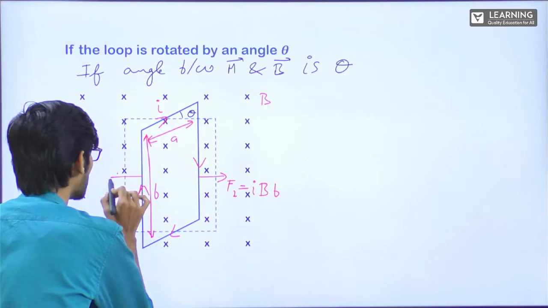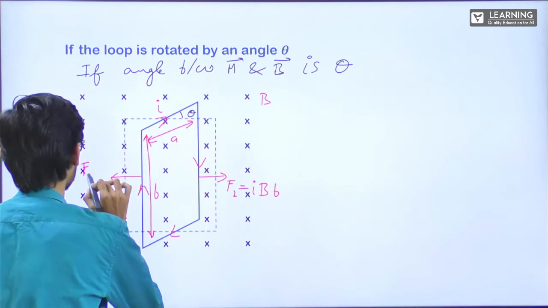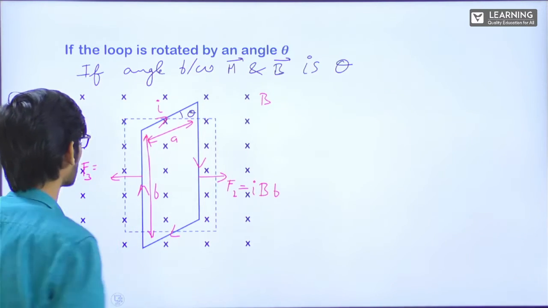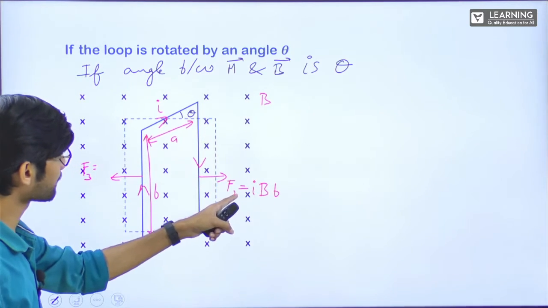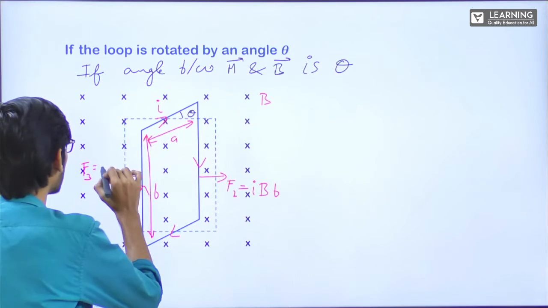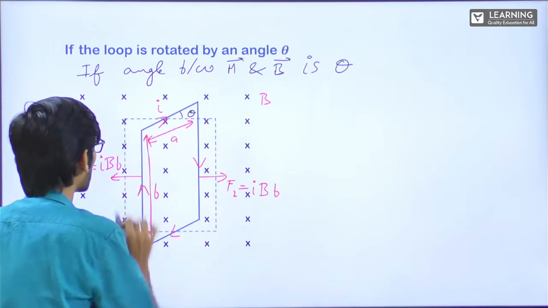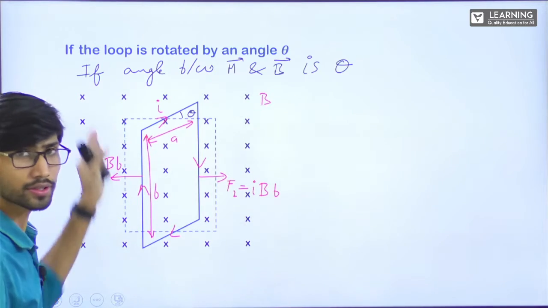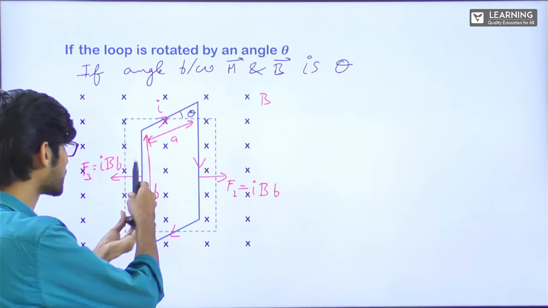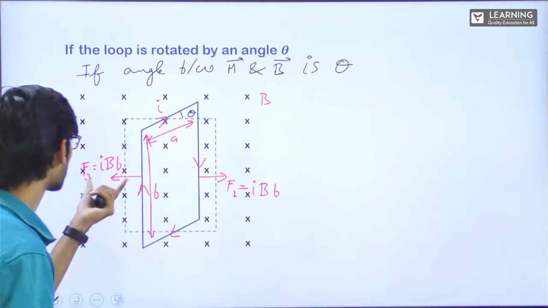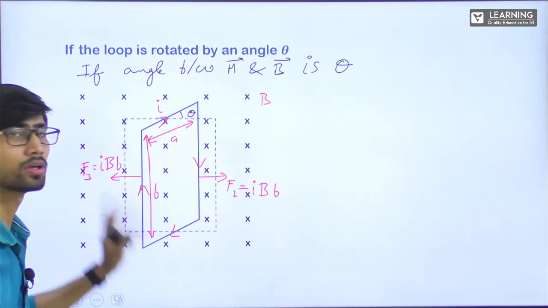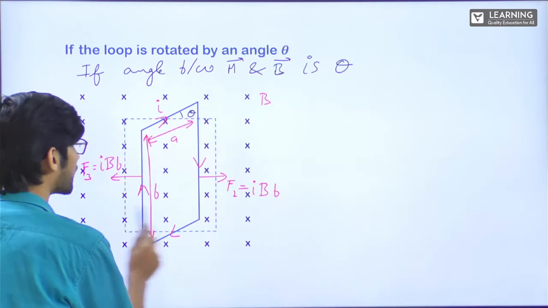Here also, if you see F3, let's say, that is again current is I, magnetic field is B, this length is L, and since it's a straight wire, current is going upwards, magnetic field is inside, 90 degrees. So sine 90 is 1, I B L. F1 is still equal to F3. So I'll just write it as F. Clear?